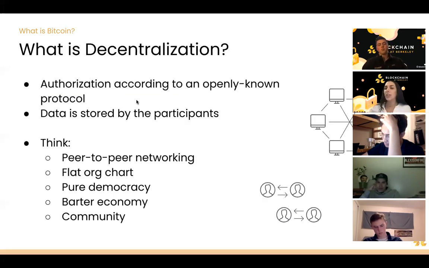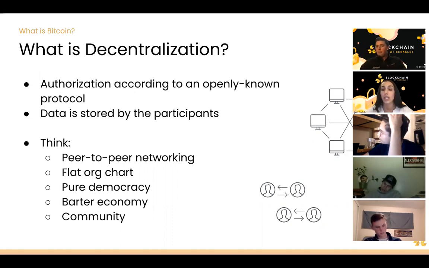And so what's the other side of that coin? It's decentralization. And this is the exact opposite. Instead of authorization according to a single party, it's authorization according to an openly known protocol. And so it's very public. Everyone knows what the protocol is. And everyone involved in the community has to okay that authorization. There's no single authority above anyone else. Everyone is on the same exact plane.